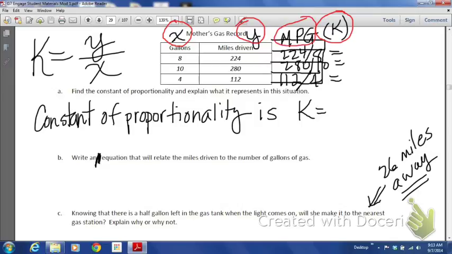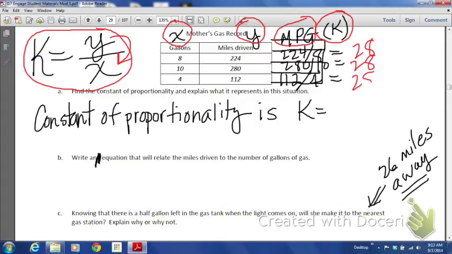Okay, so we went ahead and divided across, and the equation we're looking at when we create this table is K equals Y over X. Again, Y as a function of X. So if we did that, we would find that we have a constant of proportionality of 28, and 28 mpg. Okay. All right.